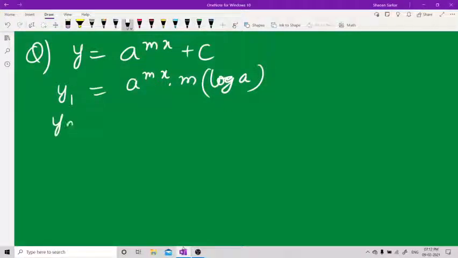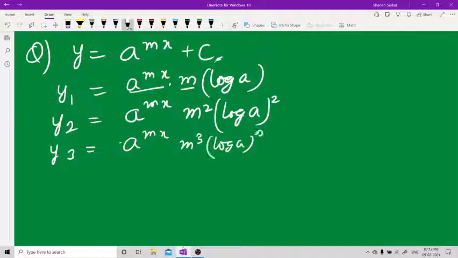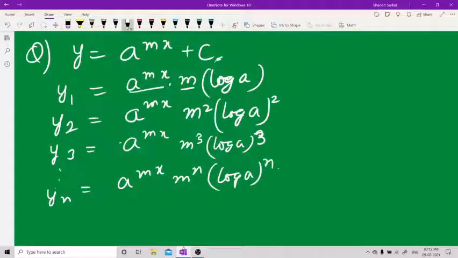Now the next derivative: a to the power of mx, and m log a is a constant only for this m, and this m will make m square log a whole square, and this constant is already zero in the first derivative only. Now y3, you can write a to the power of mx, m cube, log a to the power of 3, and therefore yn is equal to a to the power of mx, m to the power of n, log a to the power of n.